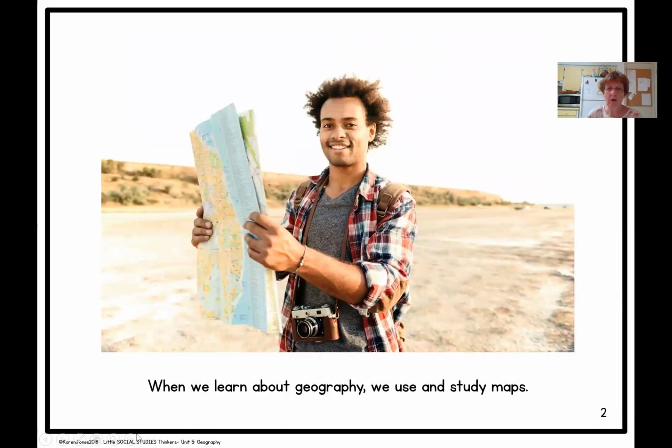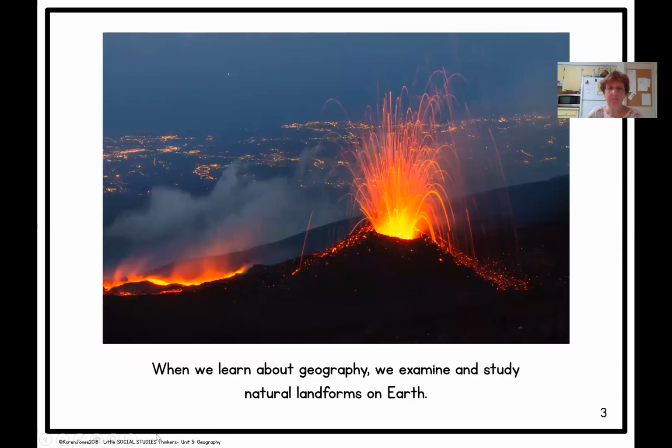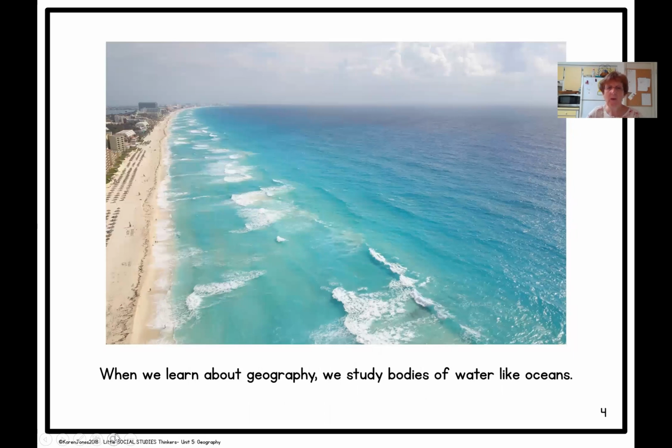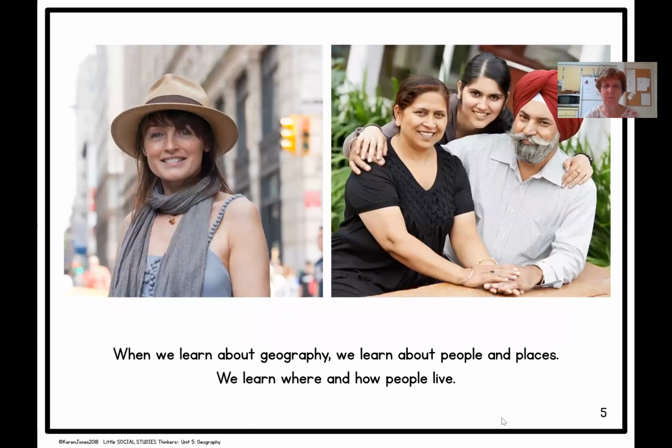When we learn about geography, we use and study maps. When we learn about geography, we examine and study natural landforms on Earth. When we learn about geography, we study bodies of water like oceans. And when we learn about geography, we learn about people and places. We learn where and how people live.